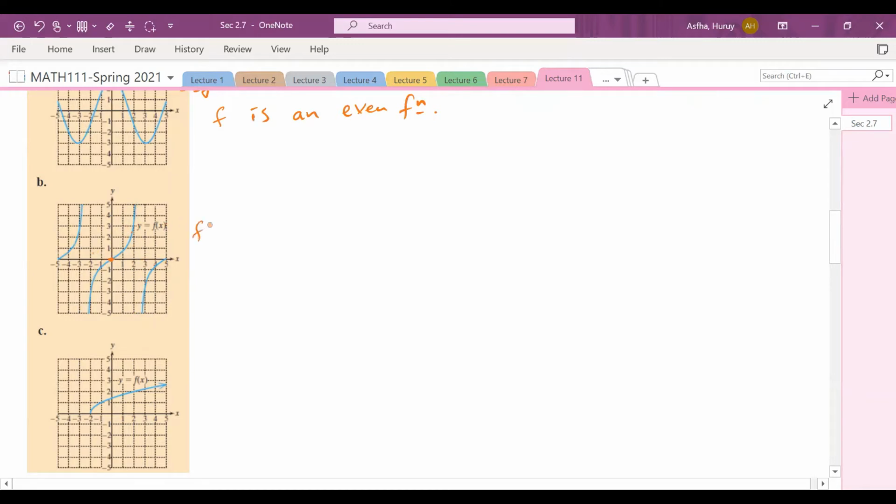Therefore, f here is not f. The graph is symmetric with respect to the origin. Therefore, f has to be an odd function. Okay, since it's symmetric with respect to the origin, it's an odd function.